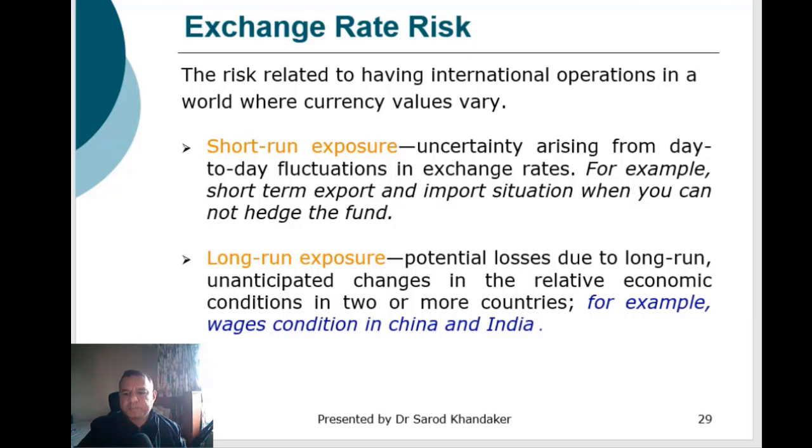And the long-run exposure is the potential losses due to the long-run unanticipated changes in the relative economic condition in two or more countries. For example, wage conditions in China and India. So that could be a long-run exposure.